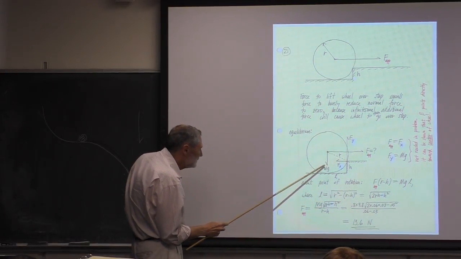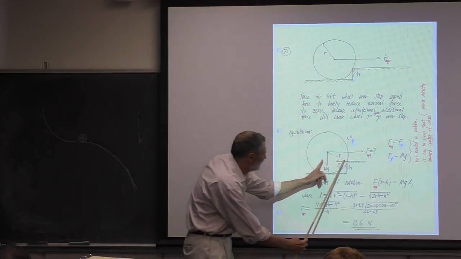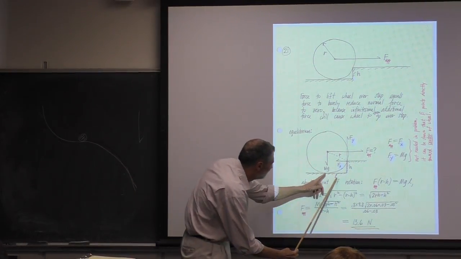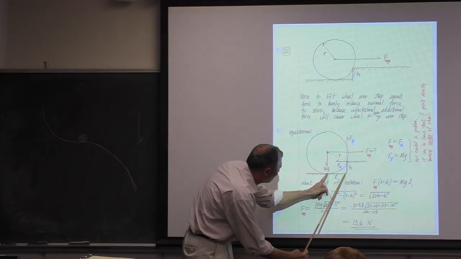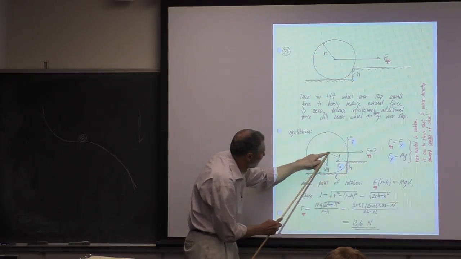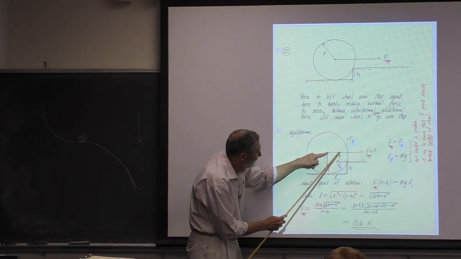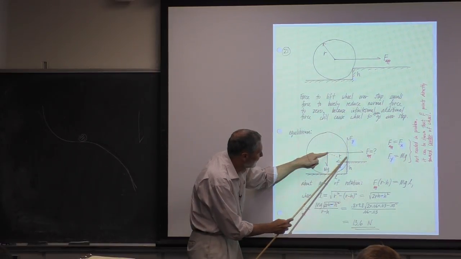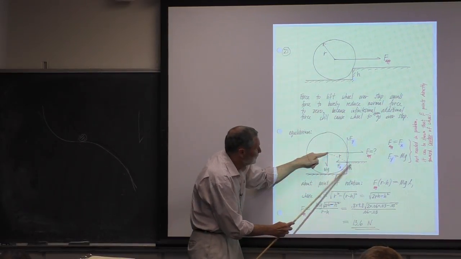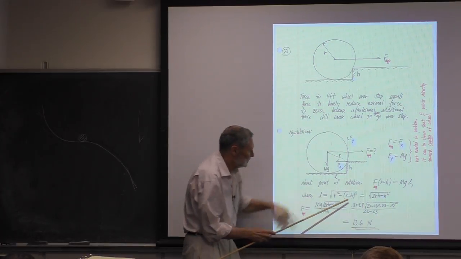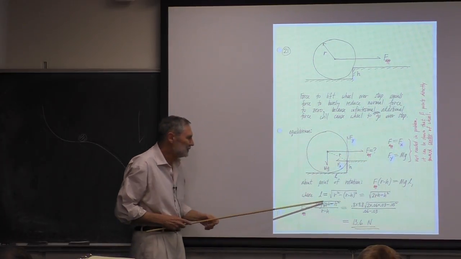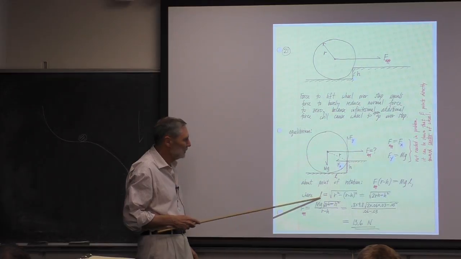The gravitational torque will be mg times this distance. We'll call this distance L. If you look at this right triangle here, you can see that L squared is going to be r squared minus this squared, which we just dealt with. That's r minus h. So we can get a formula for L here.